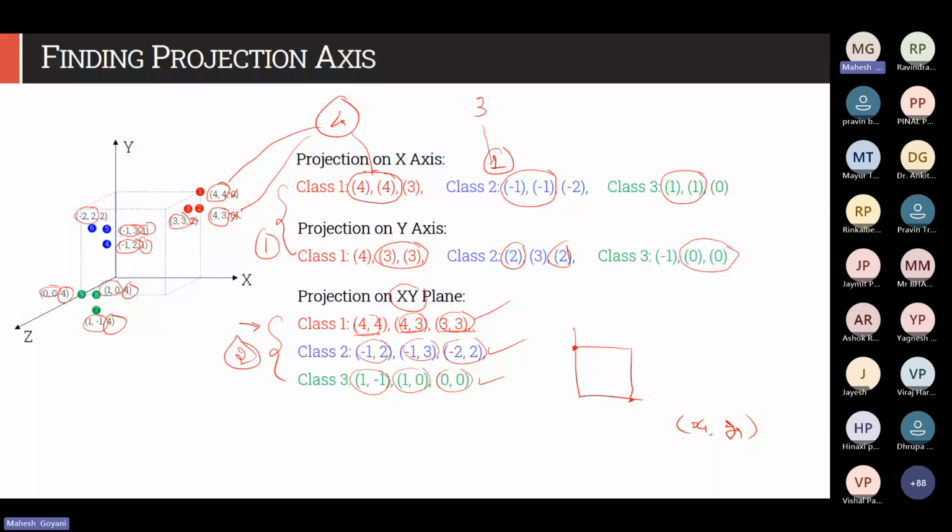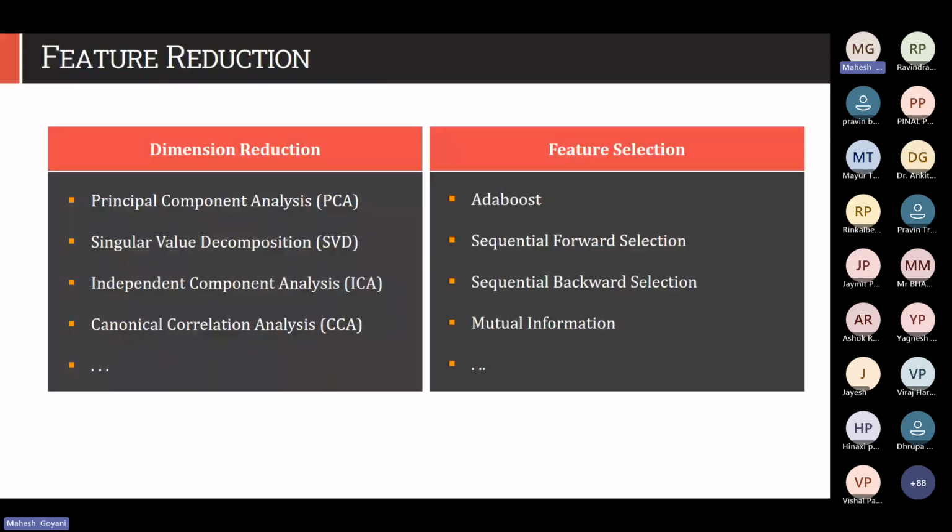So this reduction in dimension can be done in 2 ways, either using a dimension reduction technique or using feature selection. Under dimension reduction, we have principal component analysis, linear discriminant analysis, singular value decomposition, ICA, CCA, etc.